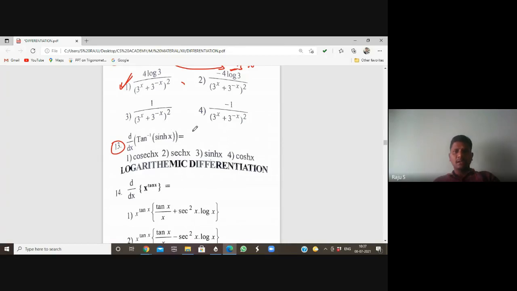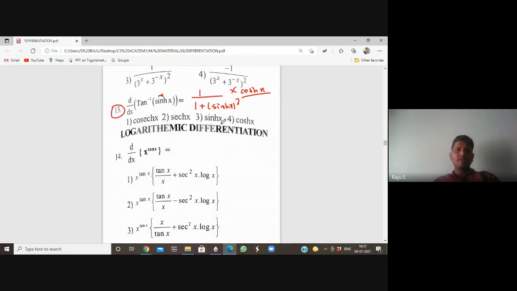Actually, 13 is, if I differentiate directly, it is in the form of tan inverse x, 1 by 1 plus (sin hx) whole square, and again the derivative of sin hx is cos hx. Yeah, you can simplify this. Simplify this, you are going to get the answer.